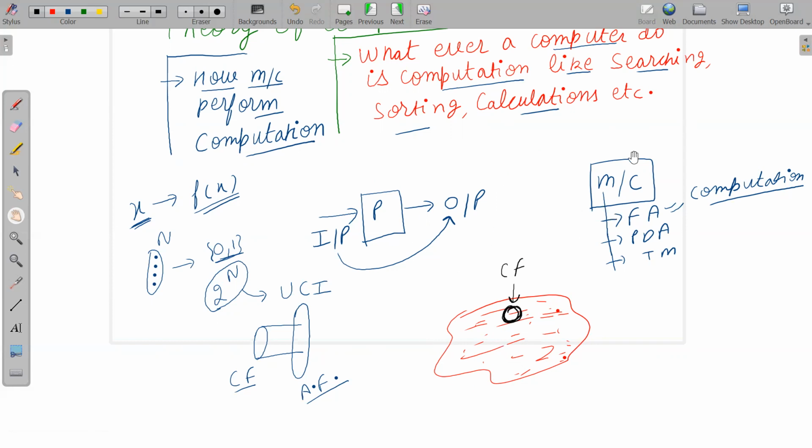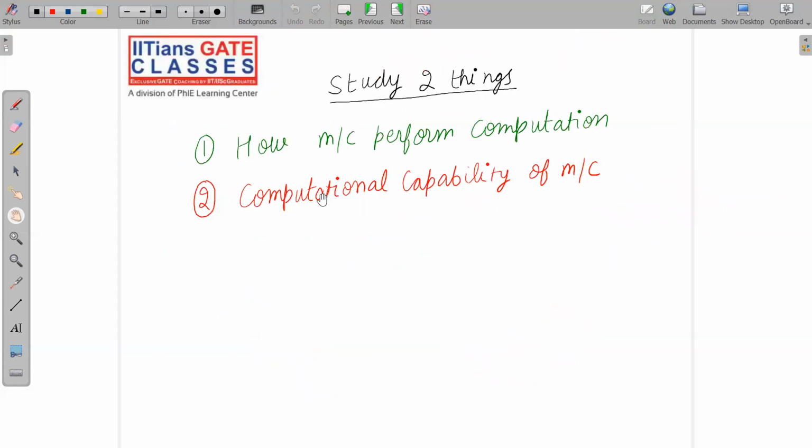This entire subject will be based on mathematics only, and we will try to find functions, and with the help of machines we want to compute these functions, machines like finite automata, push down automata, Turing machines, and so on. Okay, so let's move to the next slide.